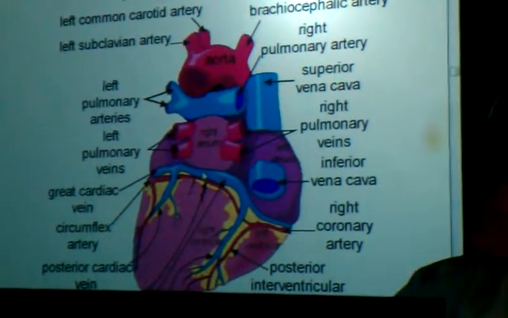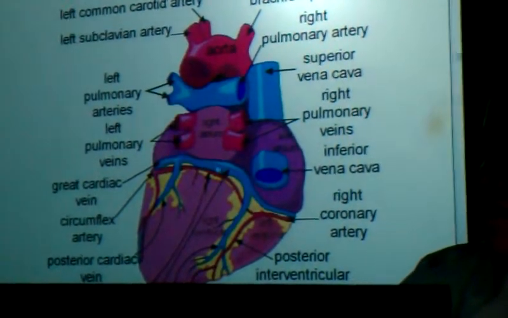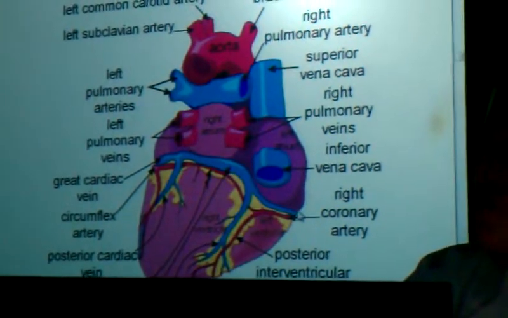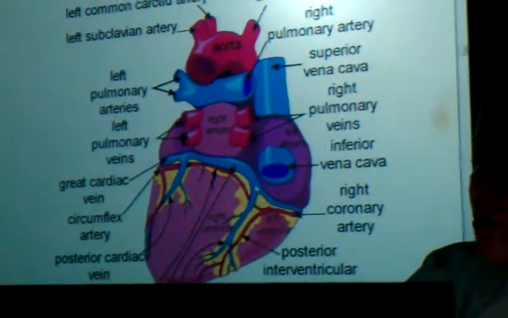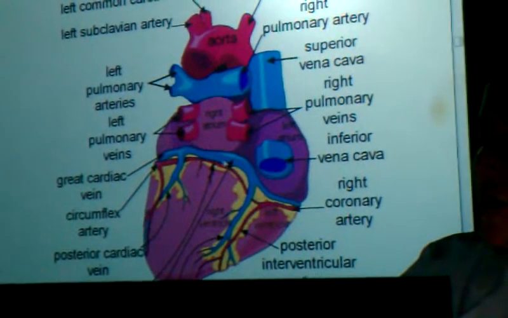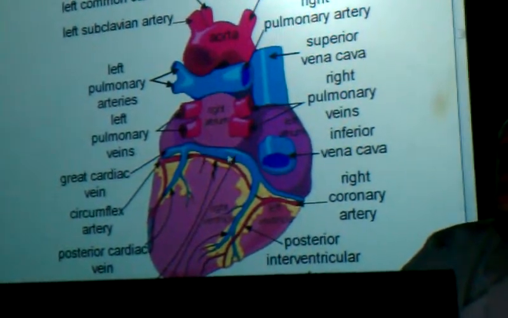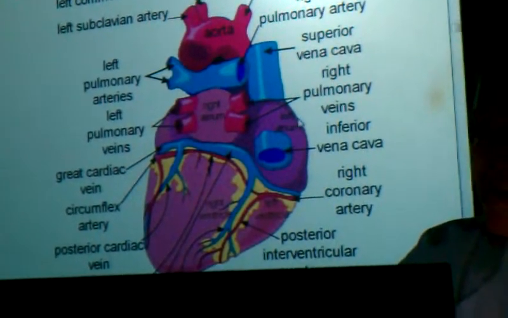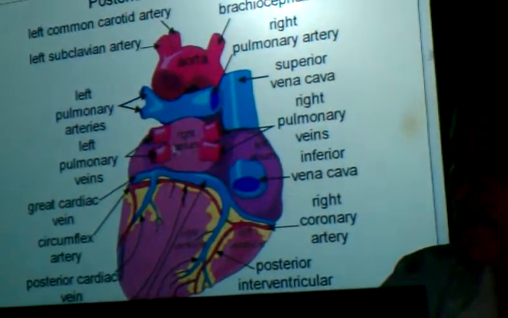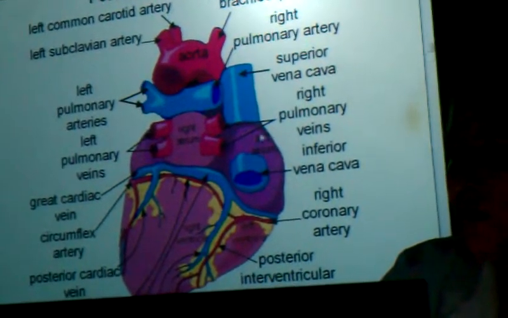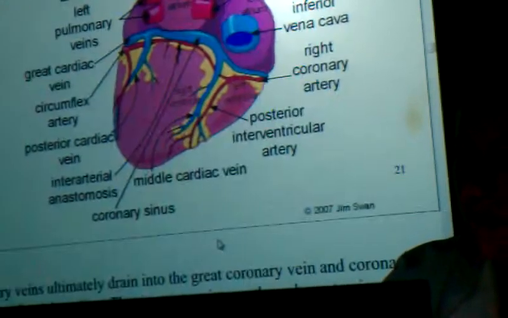This is a posterior view of the heart, okay? So this is a large coronary sinus, and venous return from the heart tissue will end up in this coronary sinus, and it will all be dumped into the right atrium. This has been incorrectly labeled. This should be left atrium, and this should be right atrium. Somebody labeled it incorrectly.